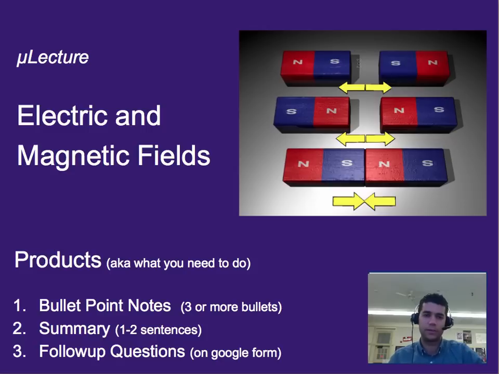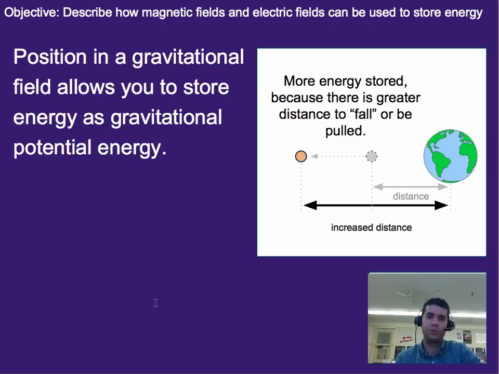Hello again, this micro lecture is on electric and magnetic fields. As always, you need 3 or more bullet points worth of notes, a 1 to 2 sentence summary, and do your follow-up questions on Google Forms. So let's review real fast.